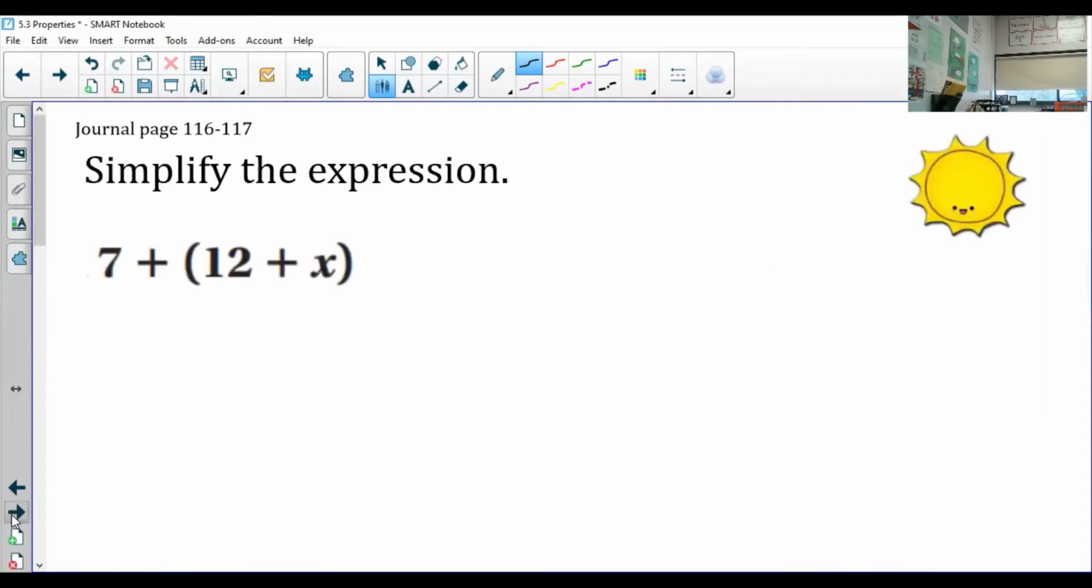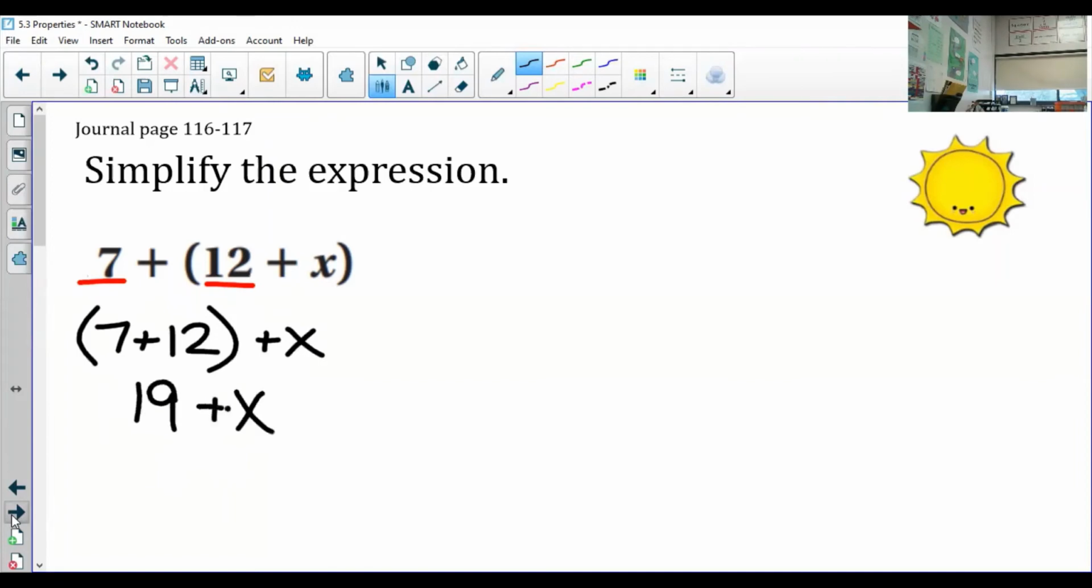Okay, ooh, let's do another one. Okay, here I see some parentheses, so we're probably going to be using the associative property. Because what can I combine here? Well, the 7 and the 12 have no variables, so we can put those together, and the x doesn't. So what I would do is just move the parentheses over so that way the 7 plus 12 is in there. And then what's 7 plus 12? 19, and then we just tack on the plus x. Can I get that any smaller? No, I cannot. So then I'm done.